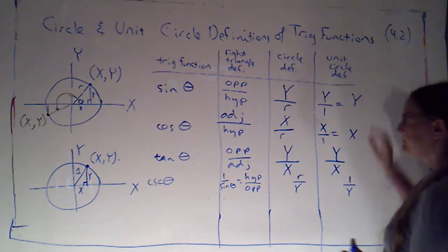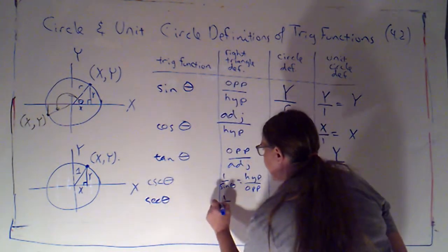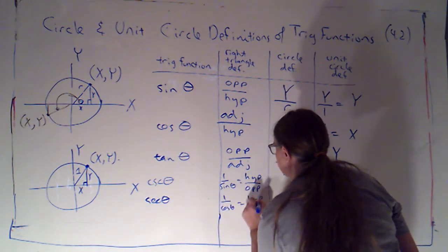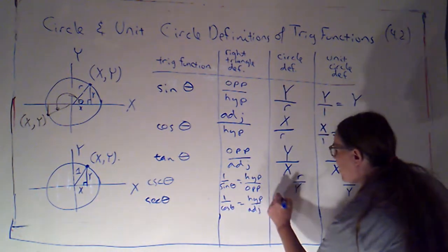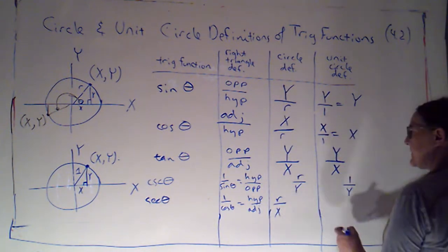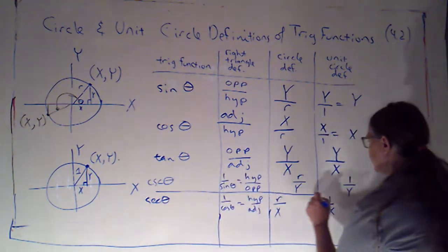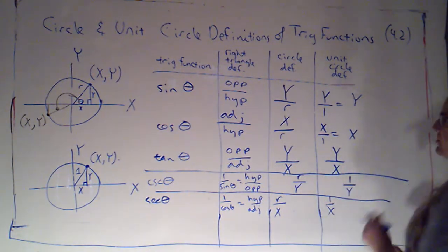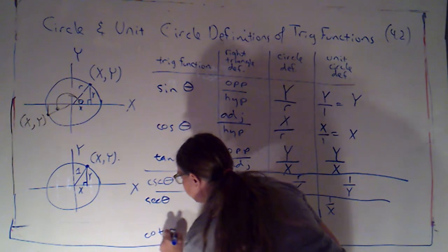All right, if I look at secant of theta, I usually think of that as the reciprocal of cosine, but I could also say that's the hypotenuse over the adjacent. Either way, that's going to become r over x, or on the unit circle, 1 over capital X. I'm going to draw in some lines here because I'm starting to get crowded. Okay, cotangent is the one that I need to be careful of.